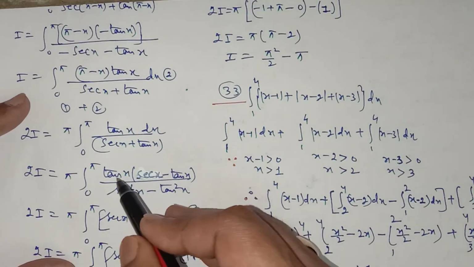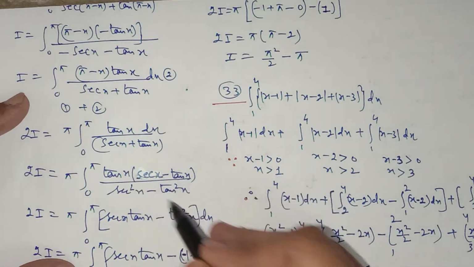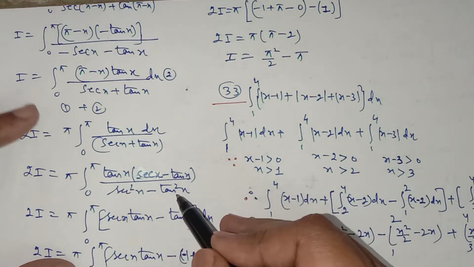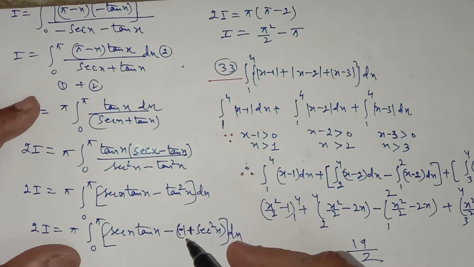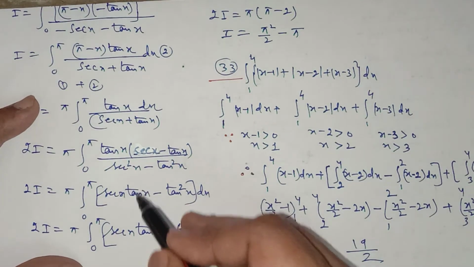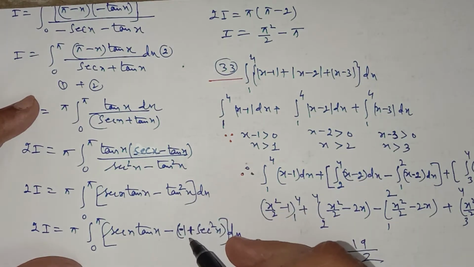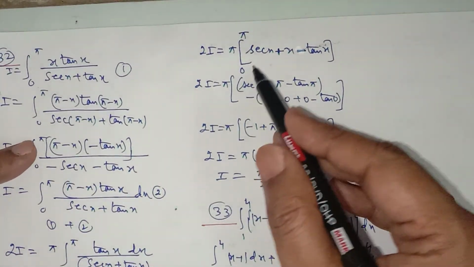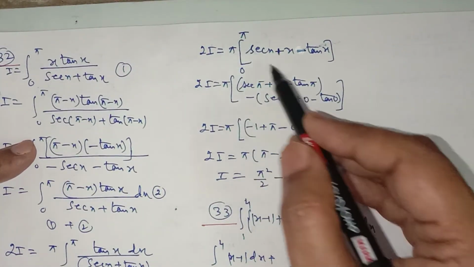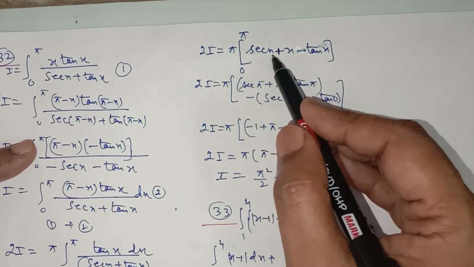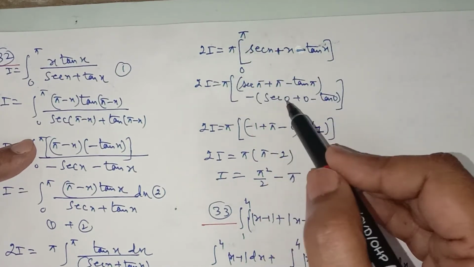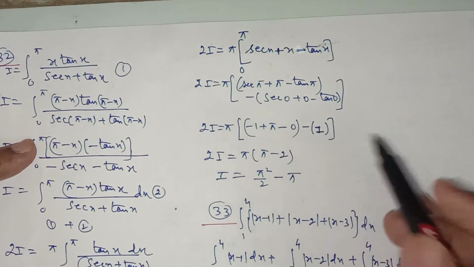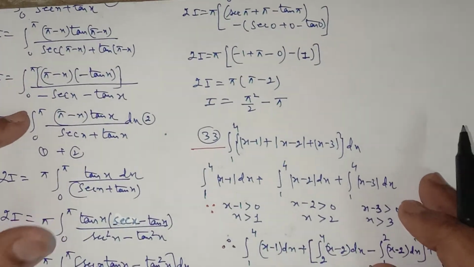Now you can easily integrate tan x into sec x and tan square x. Tan square x you have to integrate, you know it, by converting into sec square minus 1. The integral of this is sec x, the integral of this is x, tan x, and arrange the upper limit and lower limit. Upper limit minus lower limit, replacing the value of x by pi and replacing the value of x by 0. Arrange it, you will get the value of this integral.